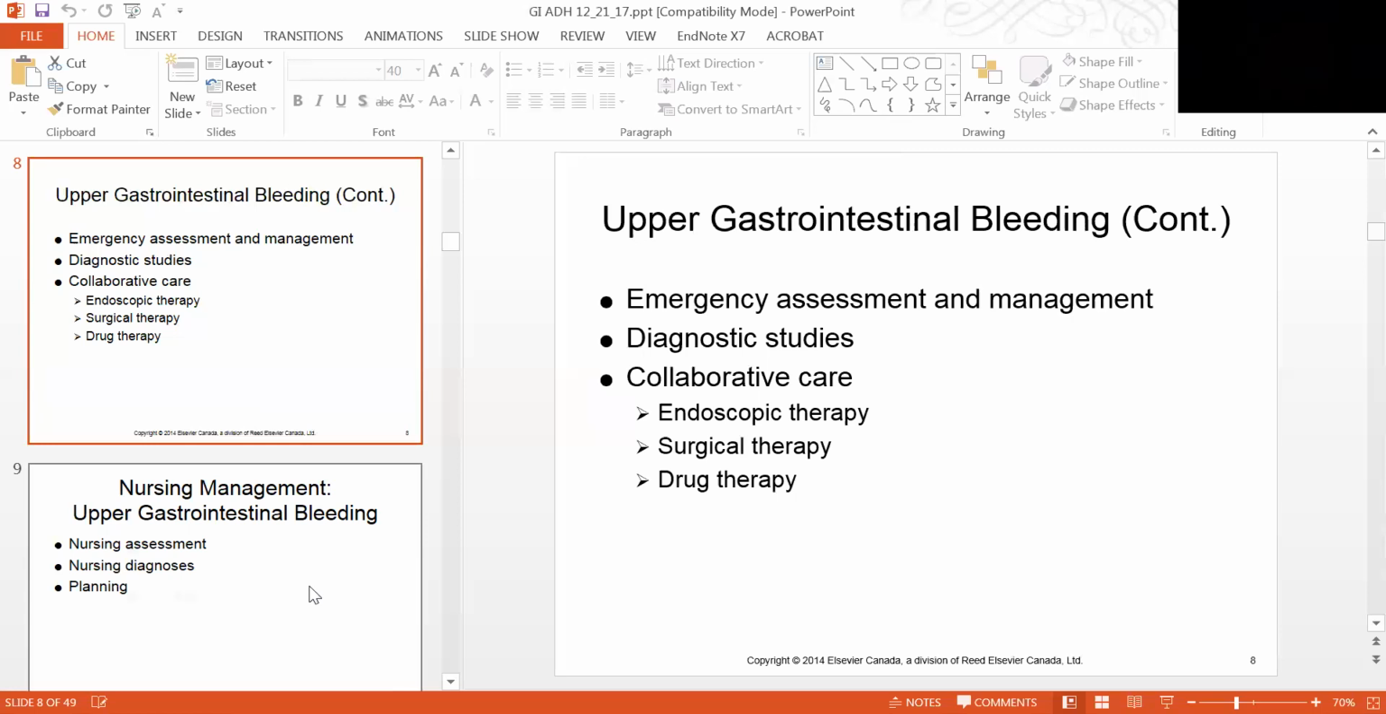So in this case, you want to get 2 large bore IVs. Typically when someone's deteriorating quickly, it's 2 large bore IVs. And I believe you've done IVs in your pharmacology course. Typically I would just go into the antecubital fossa and get those in and start the saline. You'll want to get blood going as well. We do give unmatched blood, as you know. If the patient becomes very unstable, they'll give the universal blood, which is O. They'll give that until they can actually get the patient cross-matched.